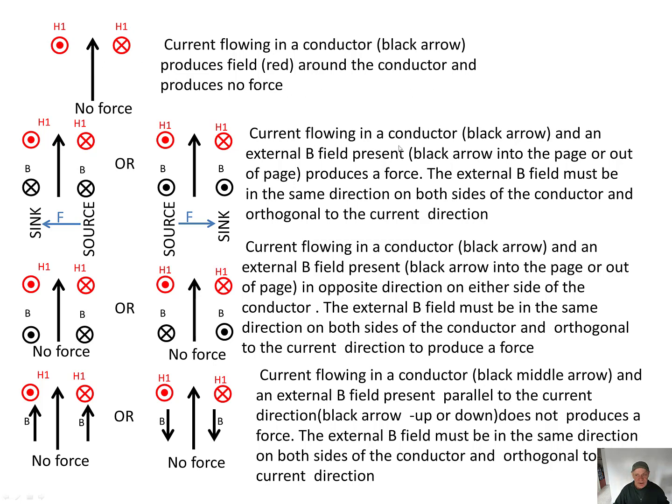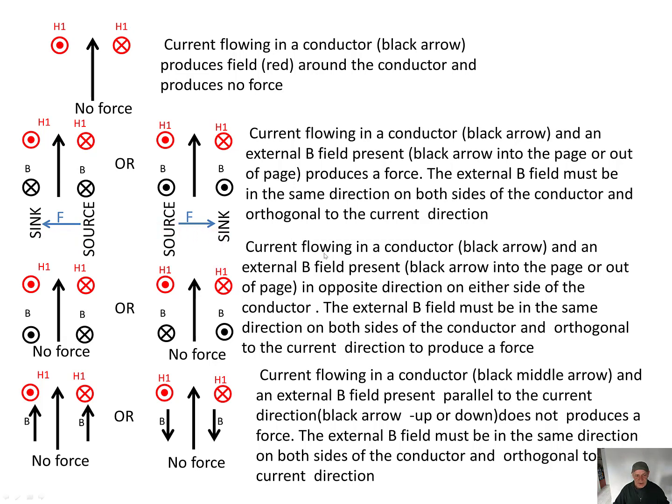A current flowing in a conductor, black arrow, and an external B field present, black arrow into the page here, or out of the page, which is this case. The external B field must be in the same direction on both sides of the conductor and orthogonal to the current direction. So in this case, you have a force from the higher concentration to the lower concentration.